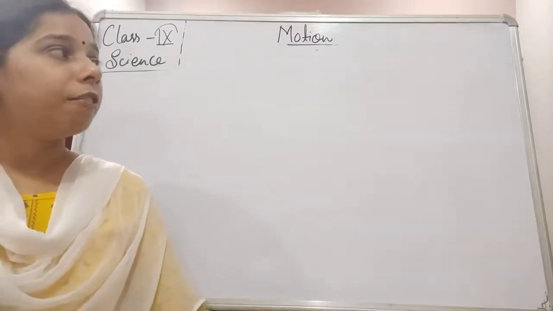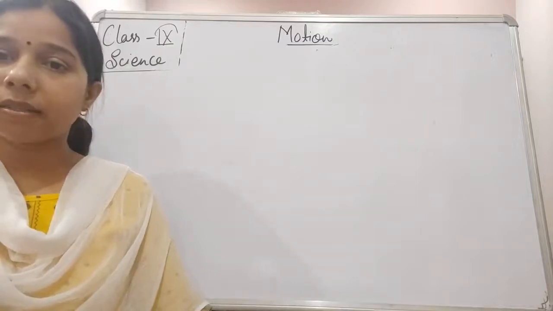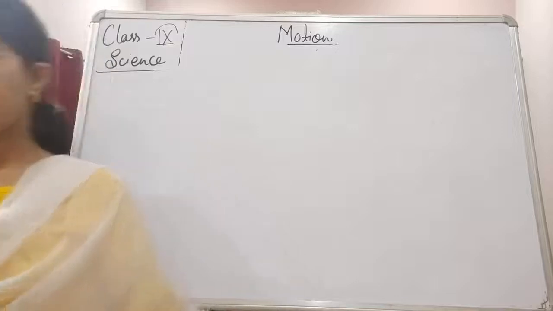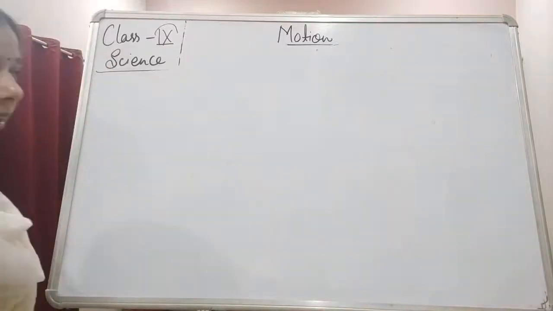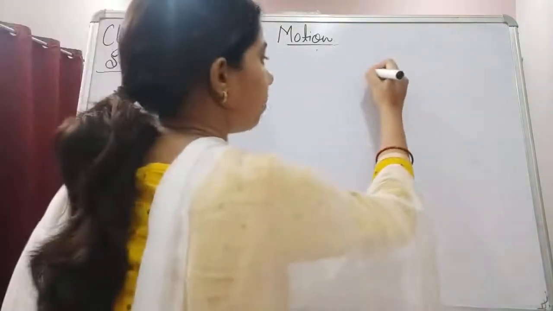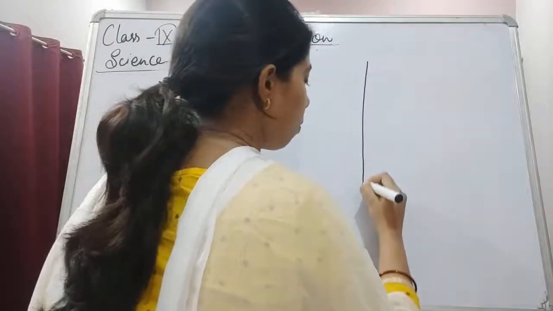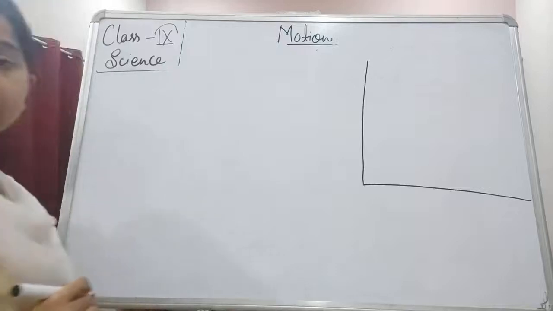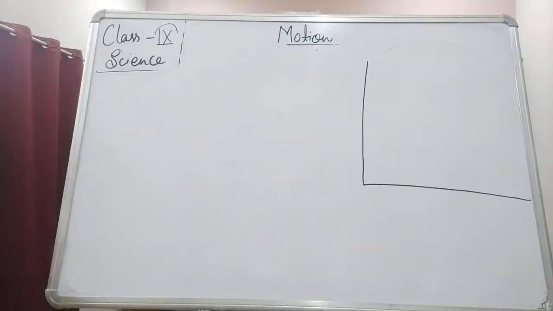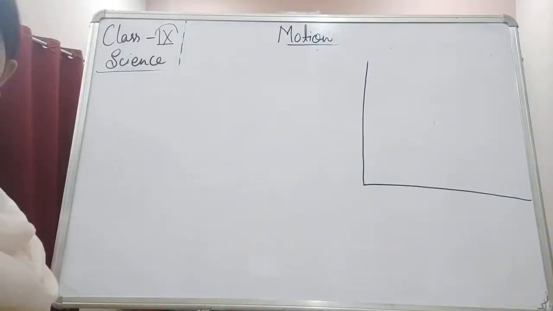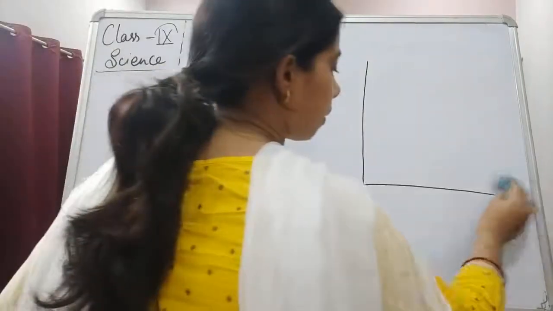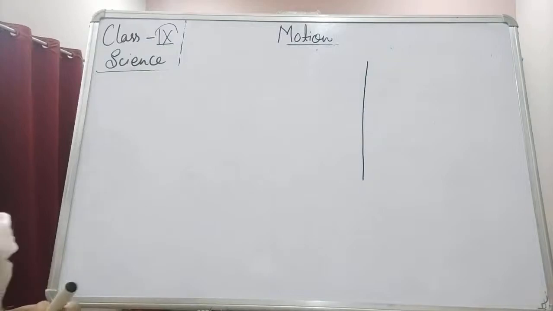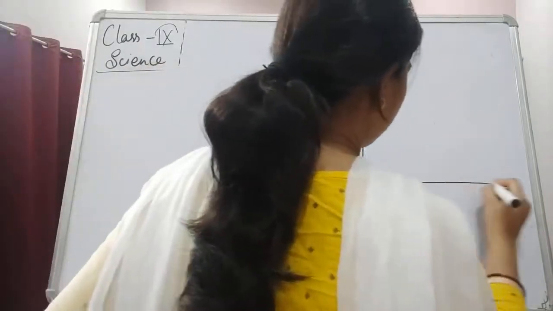Now we will move further and try to understand the third equation of motion with the help of the graph. So let us make the graph again, students, the graph that we had made yesterday. What we have seen in the graph, the graph will be what?